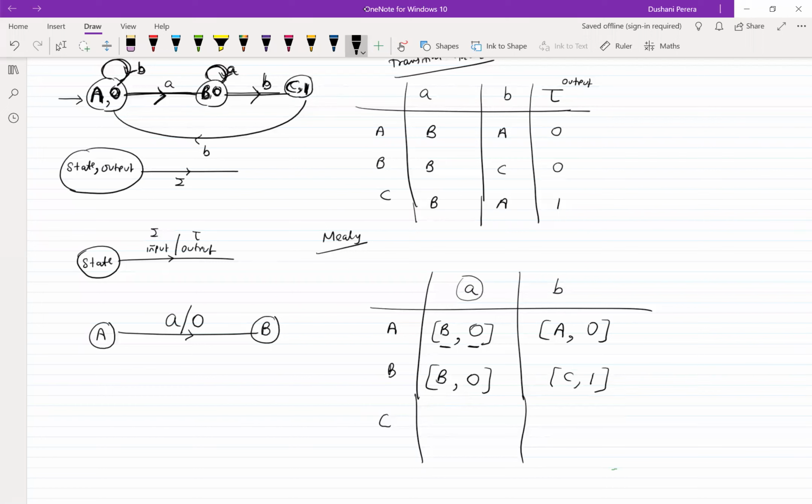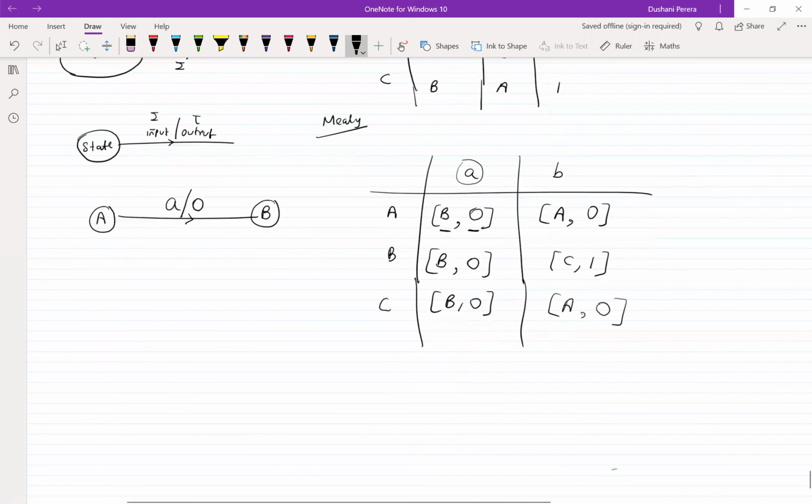Okay, that is done. Finally, come to C. C takes a method. When you're at C and when you see a simple A, you come back to B and you print 0. So B, 0. Then when you're at C and you get a simple B, you come back to A and you print 0. So you come back to A and you print 0.